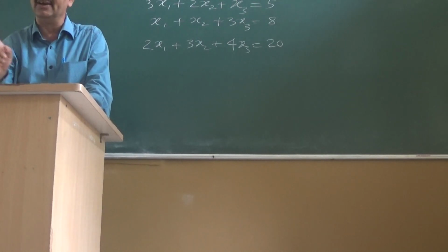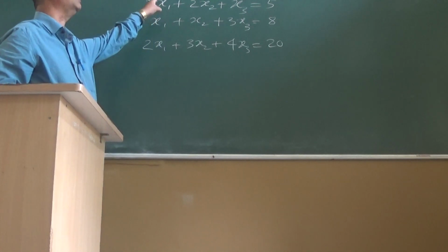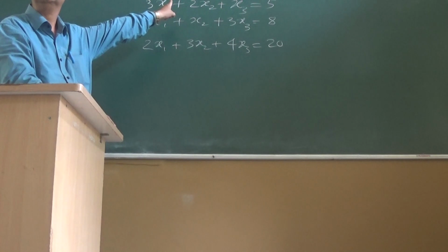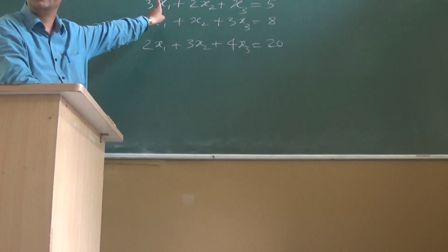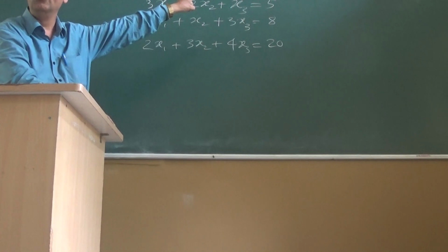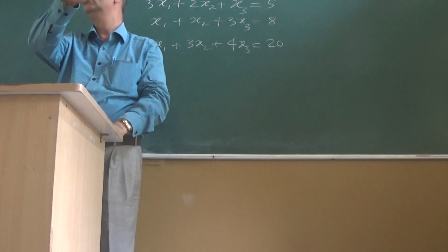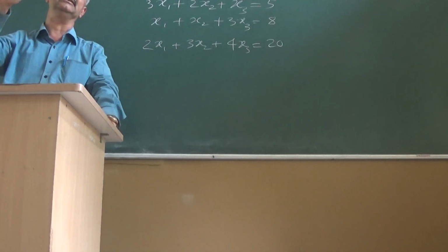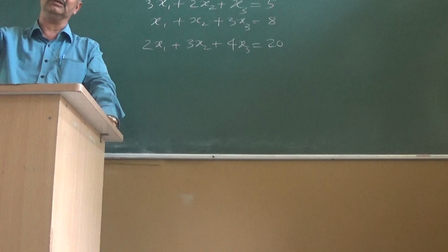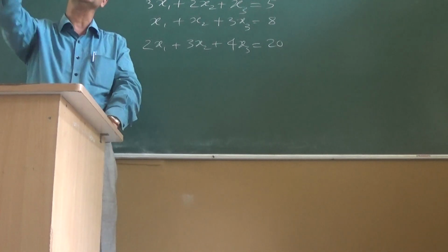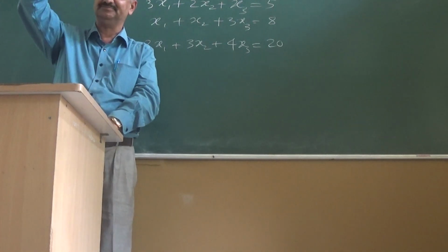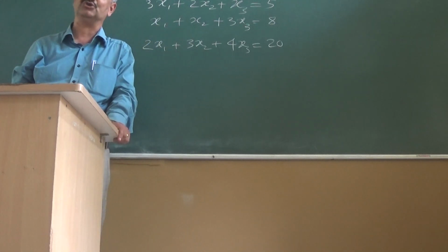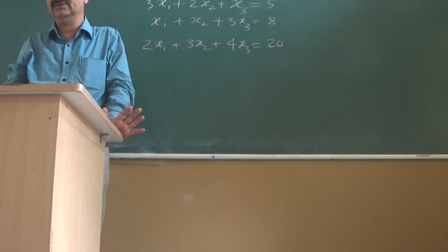When it is linear, these variables exist in only first degree. Squares do not occur. If there is x1 square, square root of x2, or x3 cube, then it is no longer a linear combination. Is it clear? A linear combination is multiplying variables by different constants and summing such different multiples. So this is three simultaneous equations which you can solve by your own methods, right?